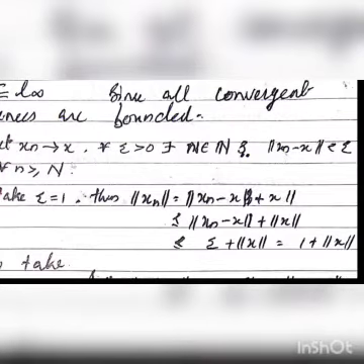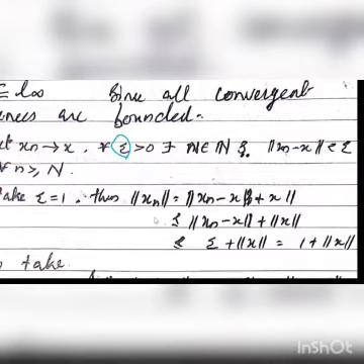Suppose you have got a sequence that converges to x. Then by the definition of convergence, for every epsilon greater than 0, there exists a natural number N such that the norm, or mod, of xn minus x is less than epsilon for every n greater than or equal to N. Now we can take this epsilon to be 1.